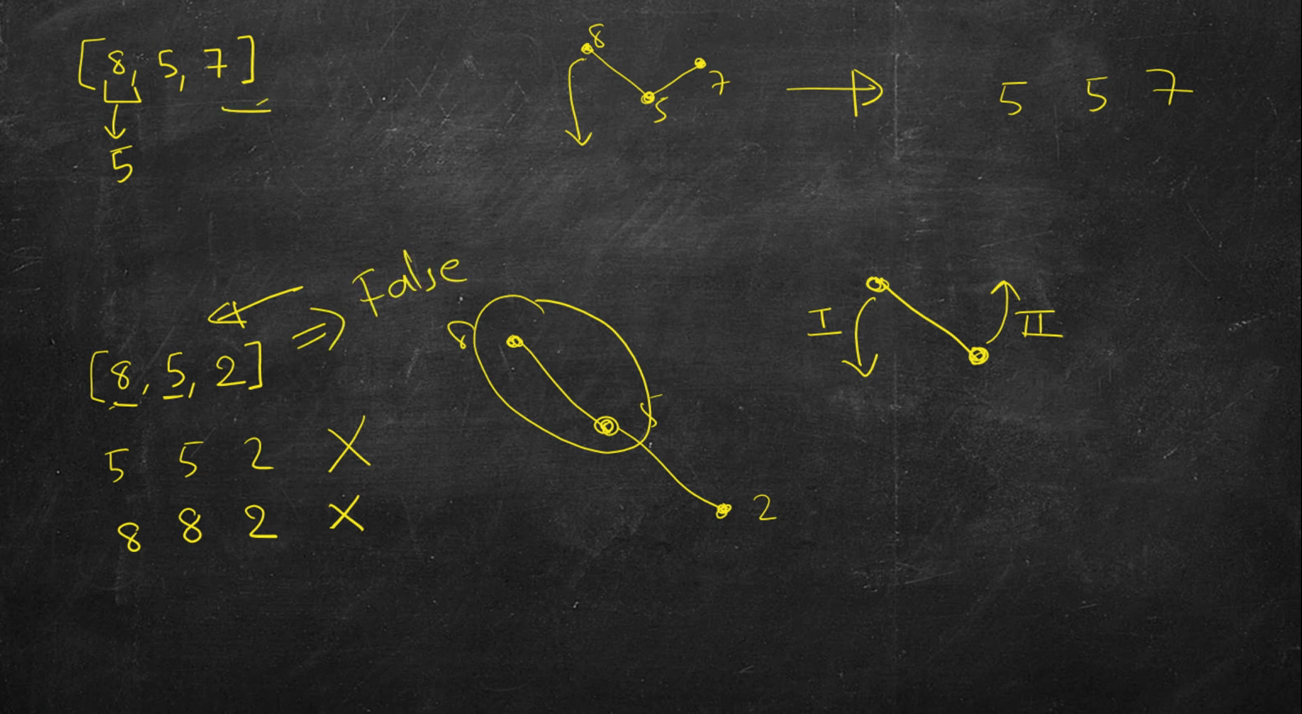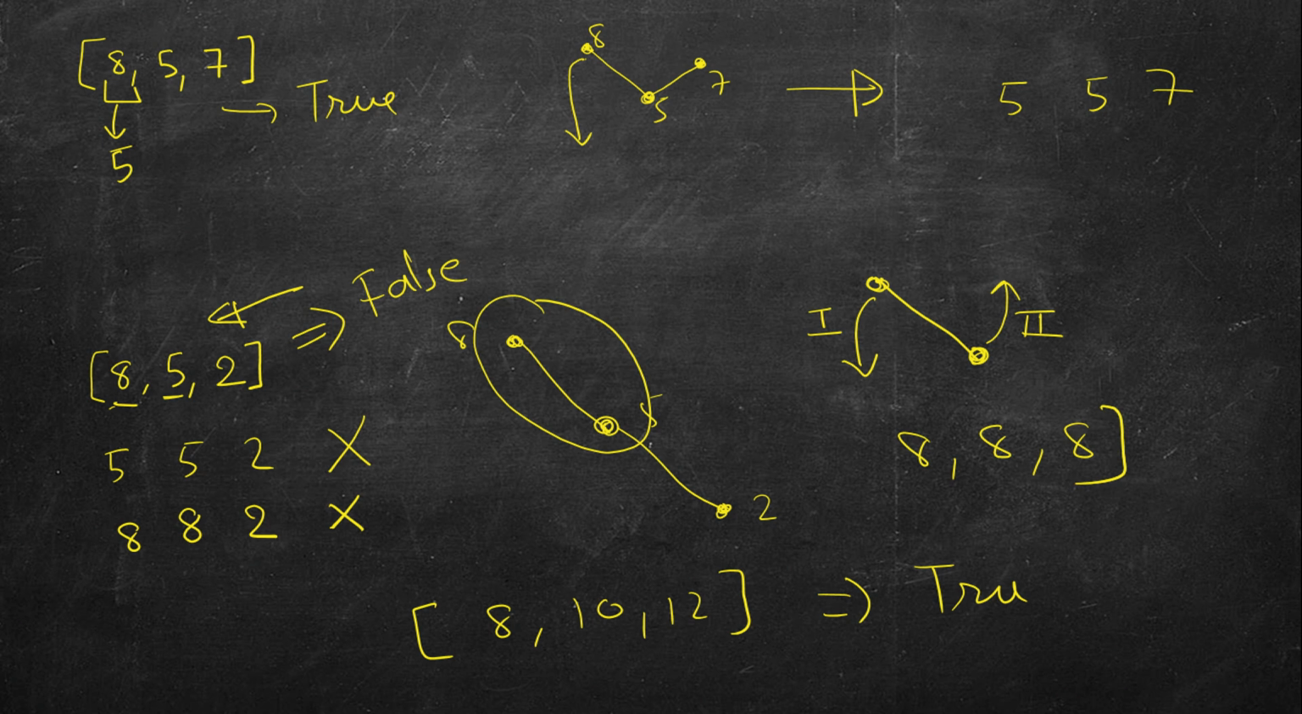In the earlier case we have to return true. And if it's already increasing, let's say 8, 10, 12, again we have to return true. If it's 8, 8, 8, again it's true. So now you get the idea. The problem is clear to you. Now let's see how we can solve it.